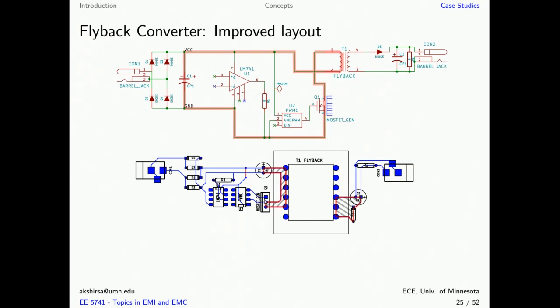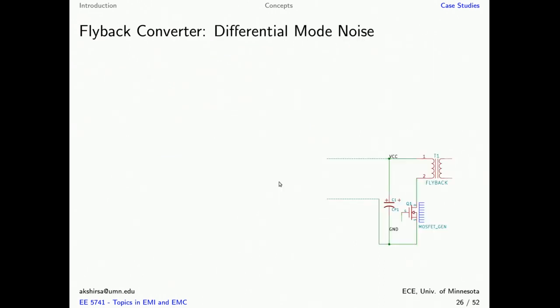In the improved layout, what we've done is we've eliminated the shared current path, and the op amp supply now does not share any trace with the high current path. So you eliminate that problem as well, and that eliminates ground noise or conducted noise from reaching the op amp.